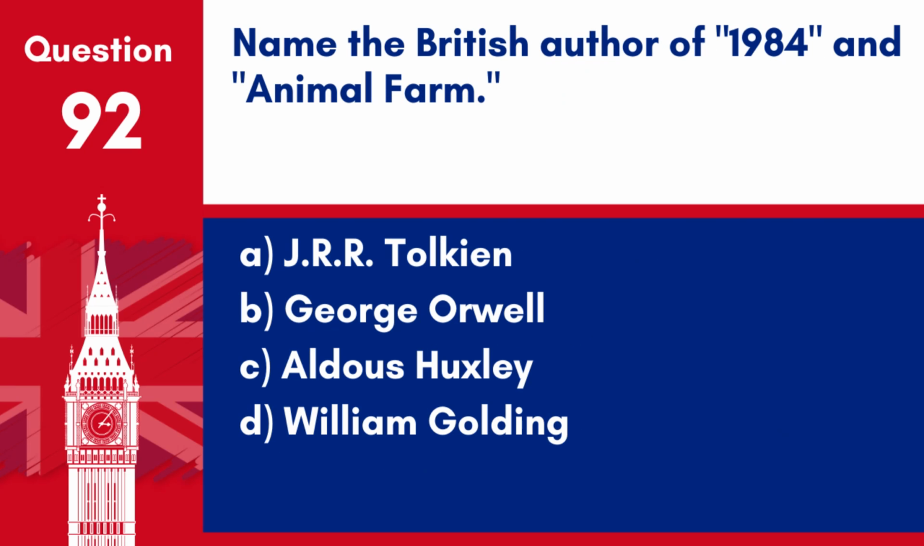Question 92. Name the British author of 1984 and Animal Farm. A. J.R.R. Tolkien. B. George Orwell. C. Aldous Huxley. D. William Golding. Answer: B. George Orwell. George Orwell is the British author of 1984 and Animal Farm.